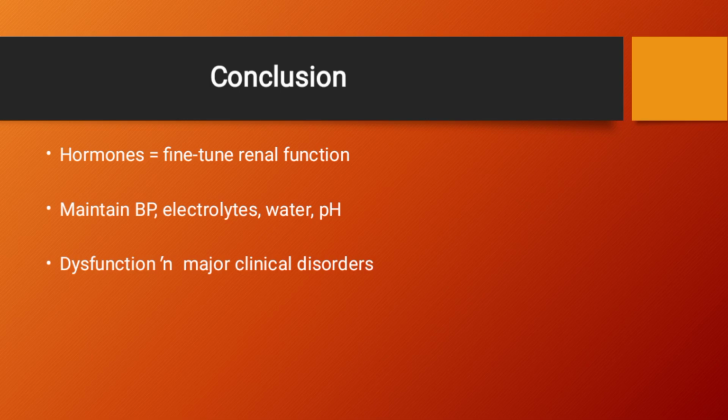To conclude, hormones regulate kidney function by adjusting filtration, reabsorption, and secretion. This maintains blood pressure, fluid, and electrolyte balance. Disruption of these pathways underlies many clinical disorders, making hormonal regulation of renal function a cornerstone of physiology and medicine.